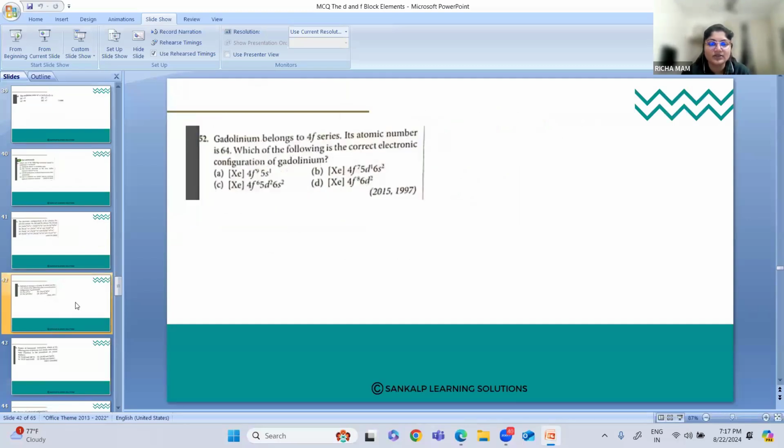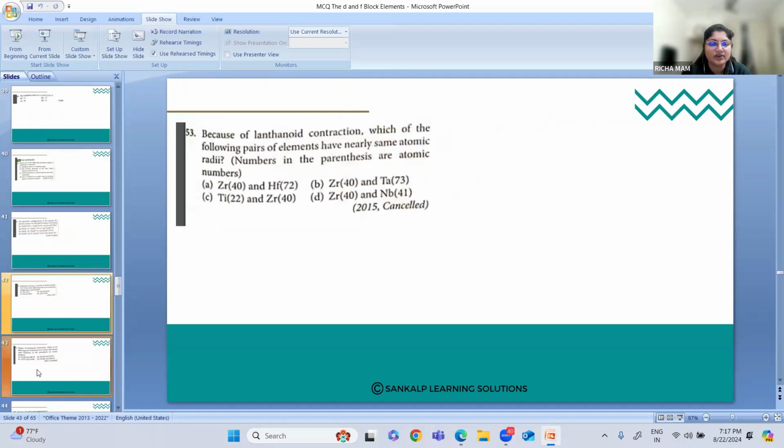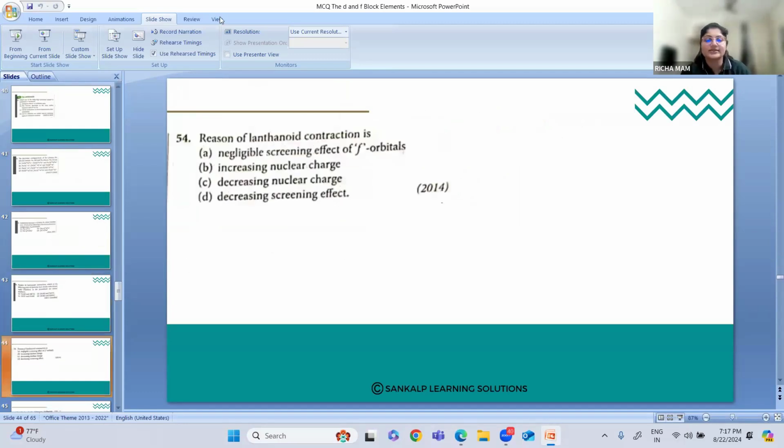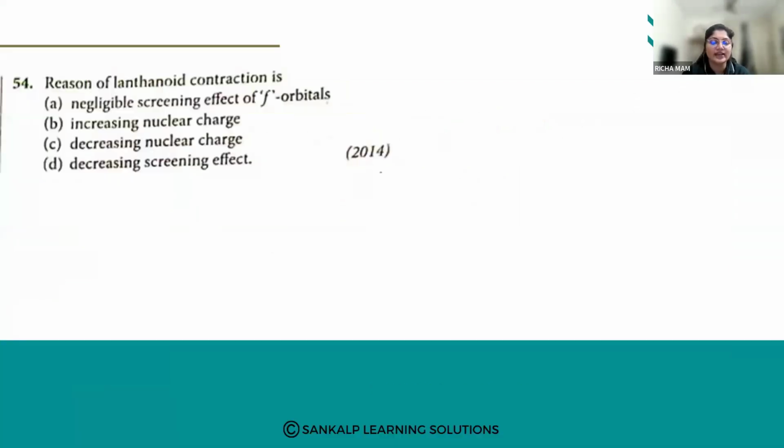We have already seen this. The reason for lanthanide contraction is: A, negligible screening effect of f orbitals; B, increasing nuclear charge; C, decreasing nuclear charge; D, decreasing screening effect. What is the reason for the lanthanide contraction? It is due to poor shielding of the 4f orbital, that is, the negligible screening of the 4f orbital.